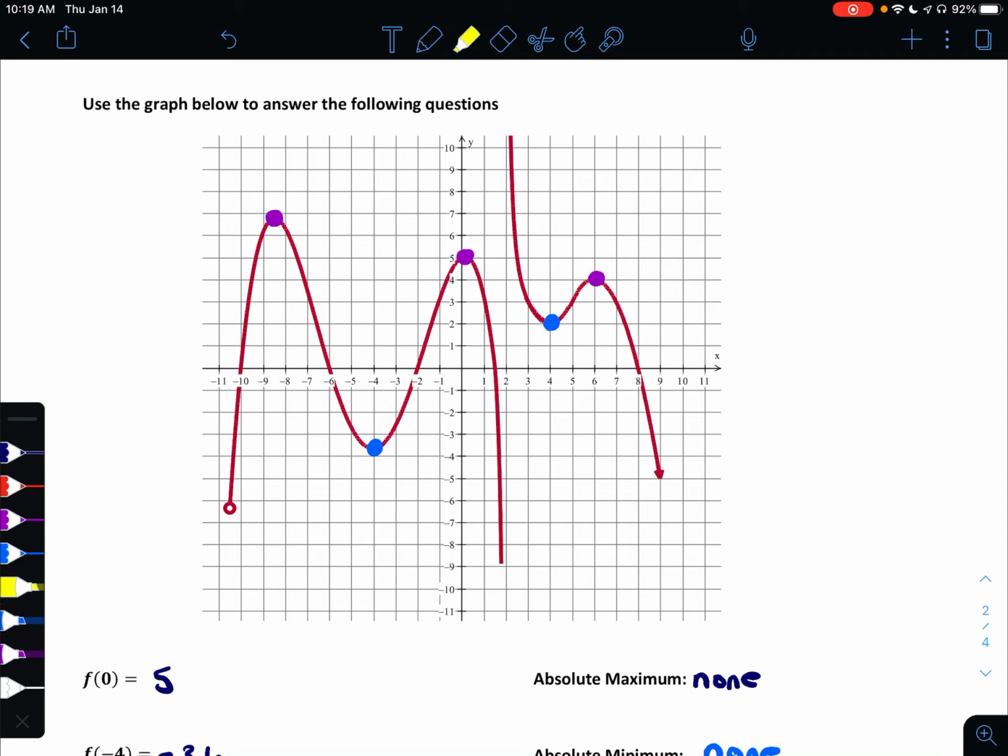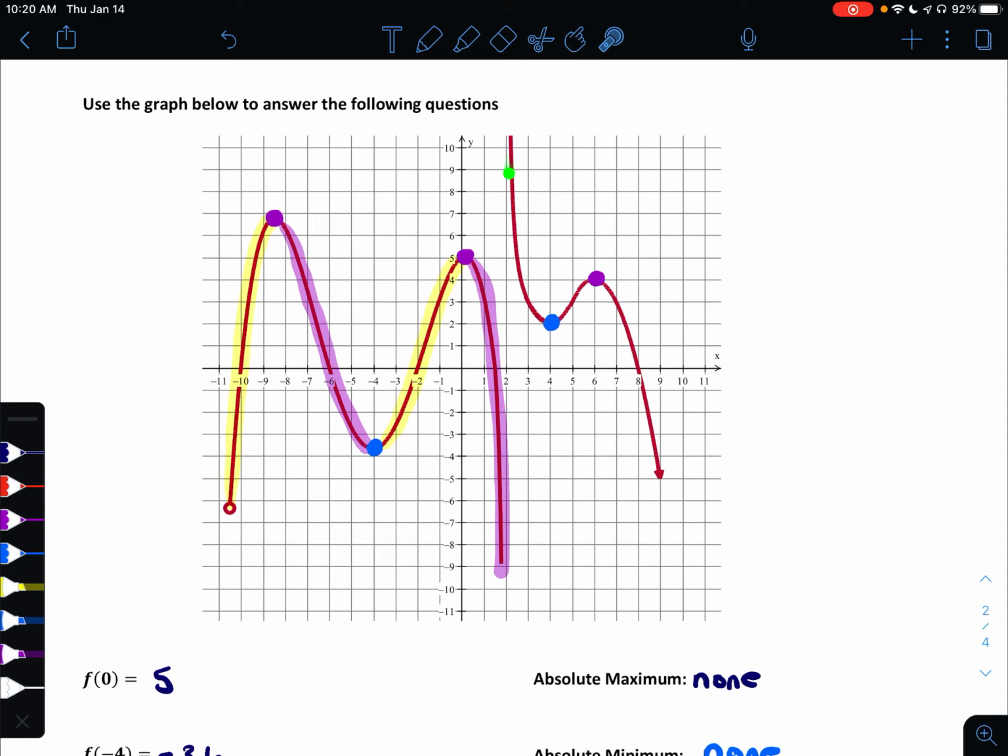So let me go ahead and just sketch this out. Okay. So first of all, starting over here on the left, we're going up. So we're increasing all the way up until we get to that relative maximum up there at the top. Okay. Then after we hit that maximum, we turn around and we come back down. So we're decreasing. Hit that relative minimum, turn back around again, and we're increasing. Hit that relative maximum, turn around, and we're decreasing.